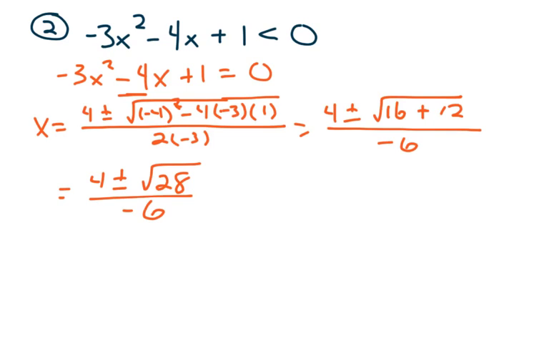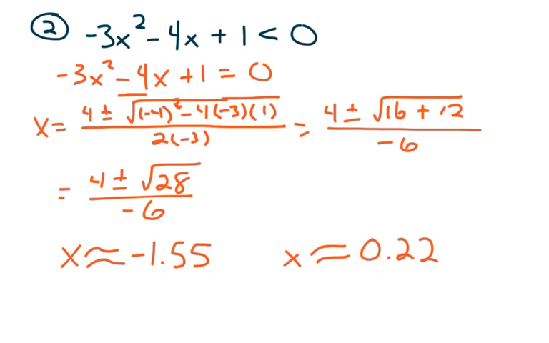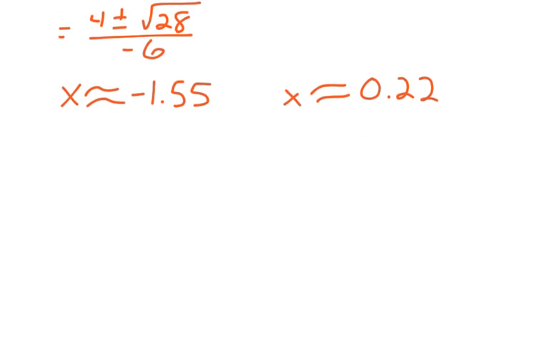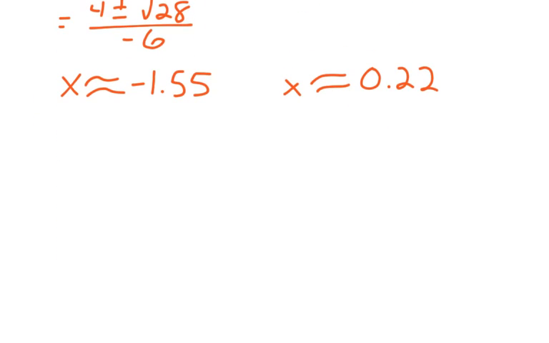Now at this point, if you want to use your calculator, because it did say to estimate or round to 2 decimal places, let's go ahead and do that. What we're going to find is that when we do 4 plus the square root of 28 over negative 6, we get negative 1.55. And when we do 4 minus the square root of 28 divided by negative 6, we get approximately positive 0.22.